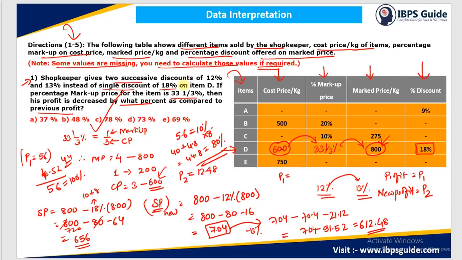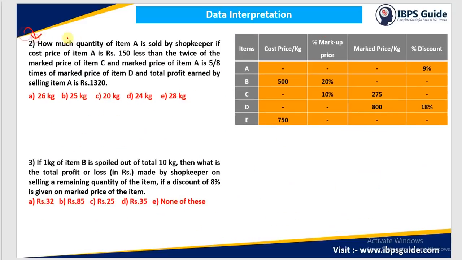Now let's move on to our question number 2. Now in question number 2 they are saying, how much quantity of item A is sold by the shopkeeper if the cost price of item A is 150 less than twice the mark price of C. So cost price of A is 150 less than twice the mark price of C.